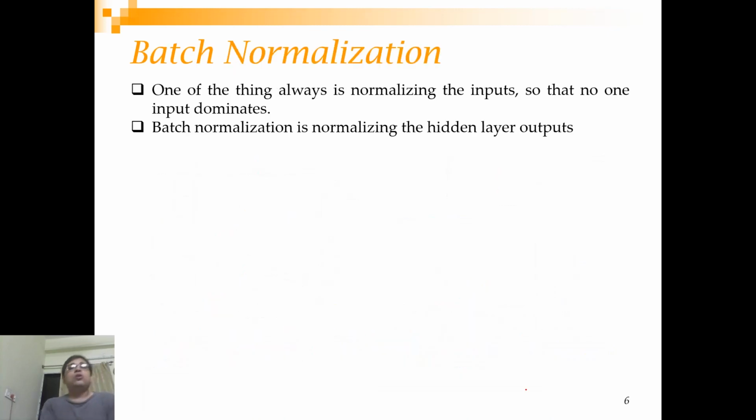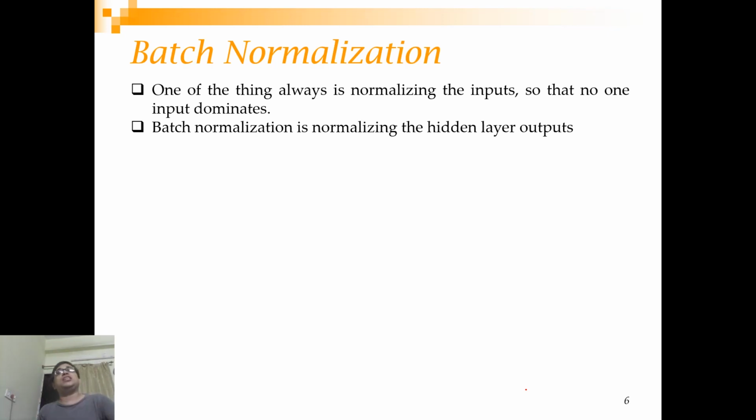All right, so now let's look at batch normalization. You have already seen that we always normalize the inputs so that no one input dominates. One input can have values from 1 to 10, another from 1 to 1000, and of course the 1 to 1000 will command more weightage. So batch normalization actually normalizes the hidden layer outputs. This normalization was happening only on the inputs, but what about the hidden layer outputs?